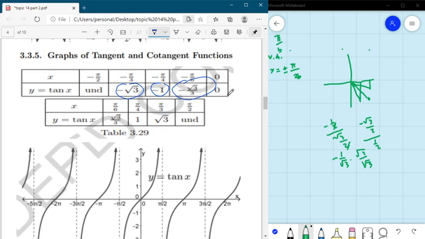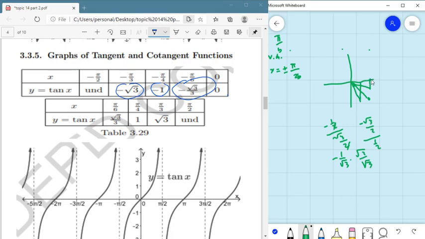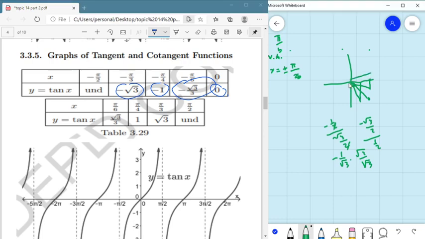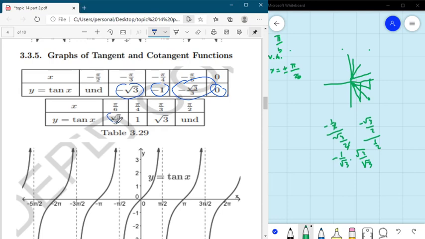Your tangent there, because here we have sine is 0 and cosine is 1. So 0 over 1 is 0. Going back here for pi over 6, pi over 4, and so on, these are all positive. So you can copy the values here: positive, positive, and undefined. Okay?